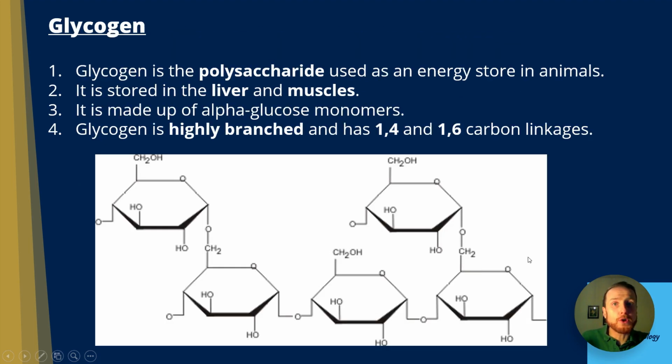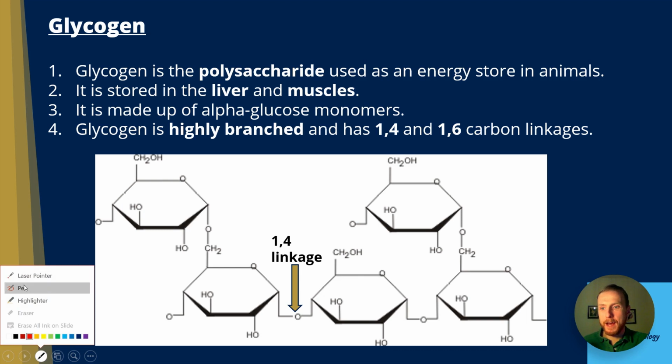Glycogen is a large polysaccharide that you need to know. Now, it's used as an energy store in animals, and it's stored in the liver and muscles. Glycogen is made up of alpha-glucose monomers, and it's highly branched. My students sometimes find it quite tricky to know about the branching, so I've included it nice and clearly for you here. A 1-to-4 linkage will be found here in the straight portion of the chain.